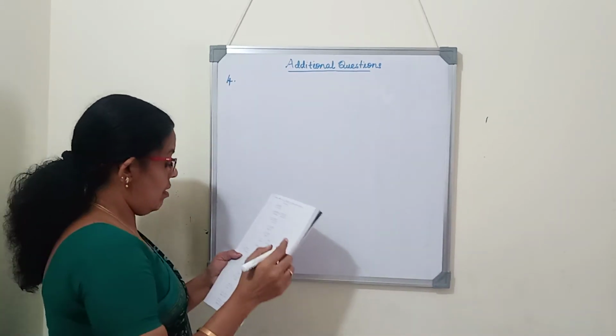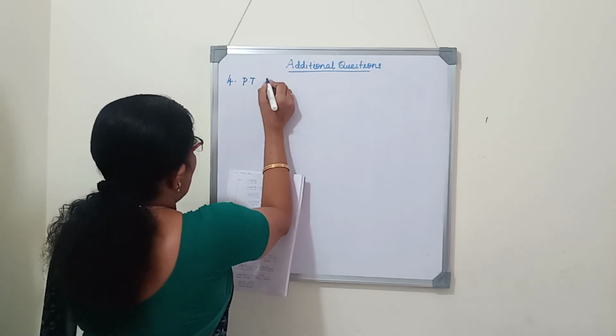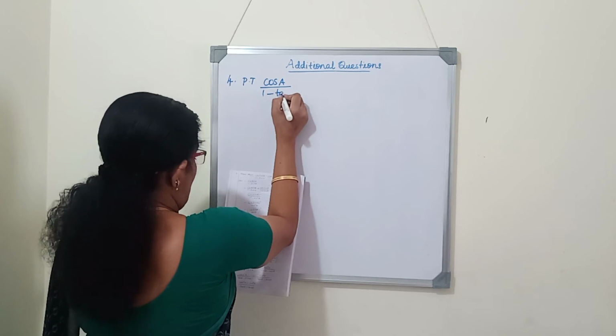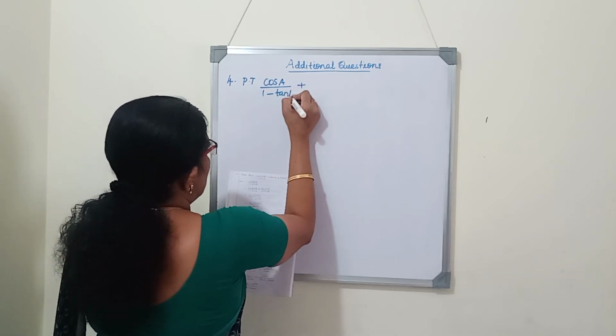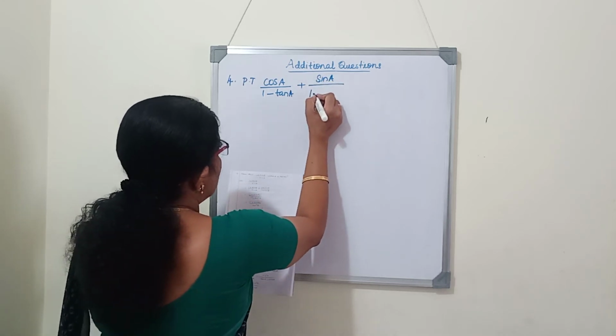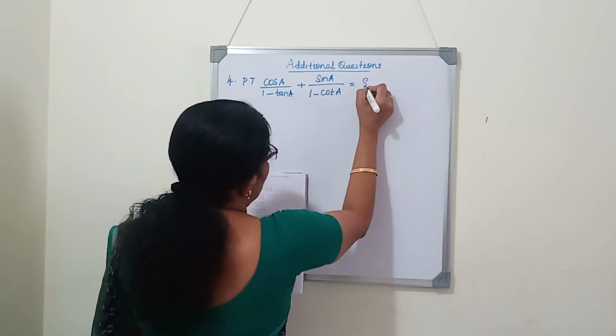Fourth question, prove that cos A by (1 minus tan A) plus sin A by (1 minus cot A) is equal to sin A plus cos A.